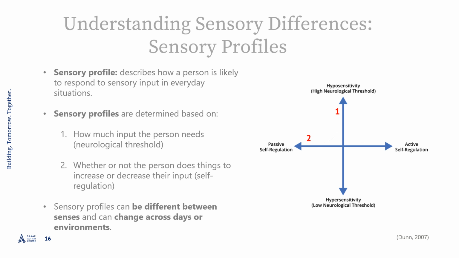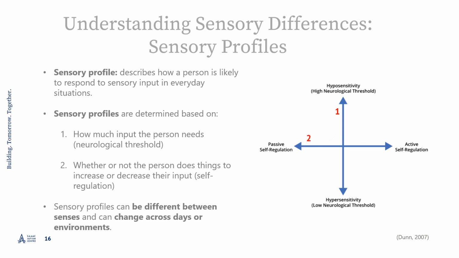First, how much input the person needs, which is represented on the vertical axis. On the top would be an individual who requires a lot of input, and on the bottom, an individual who requires very little input. This is referred to as their neurological threshold. The second is whether the person does things or not to increase or decrease their input as needed. So what is their self-regulation strategy? On the left, you can see passive self-regulation strategies, such as attempting to tolerate the input. And on the right, you can see active self-regulation strategies, such as doing something to avoid the input.